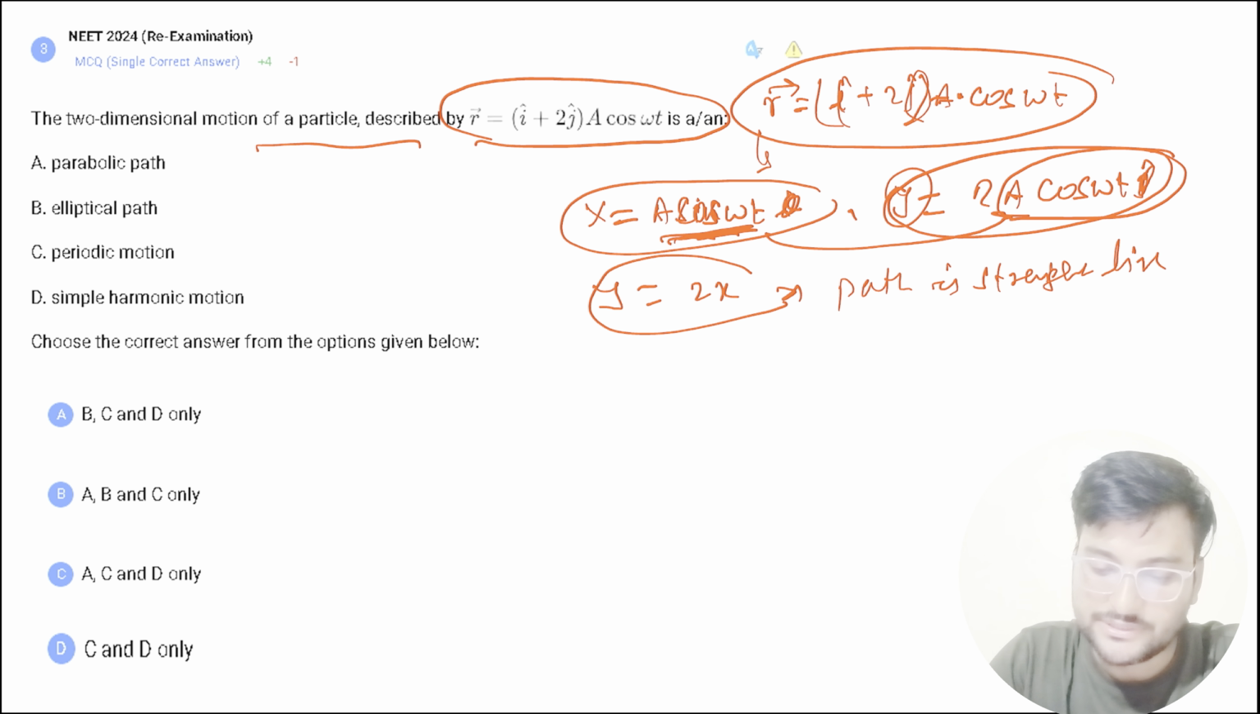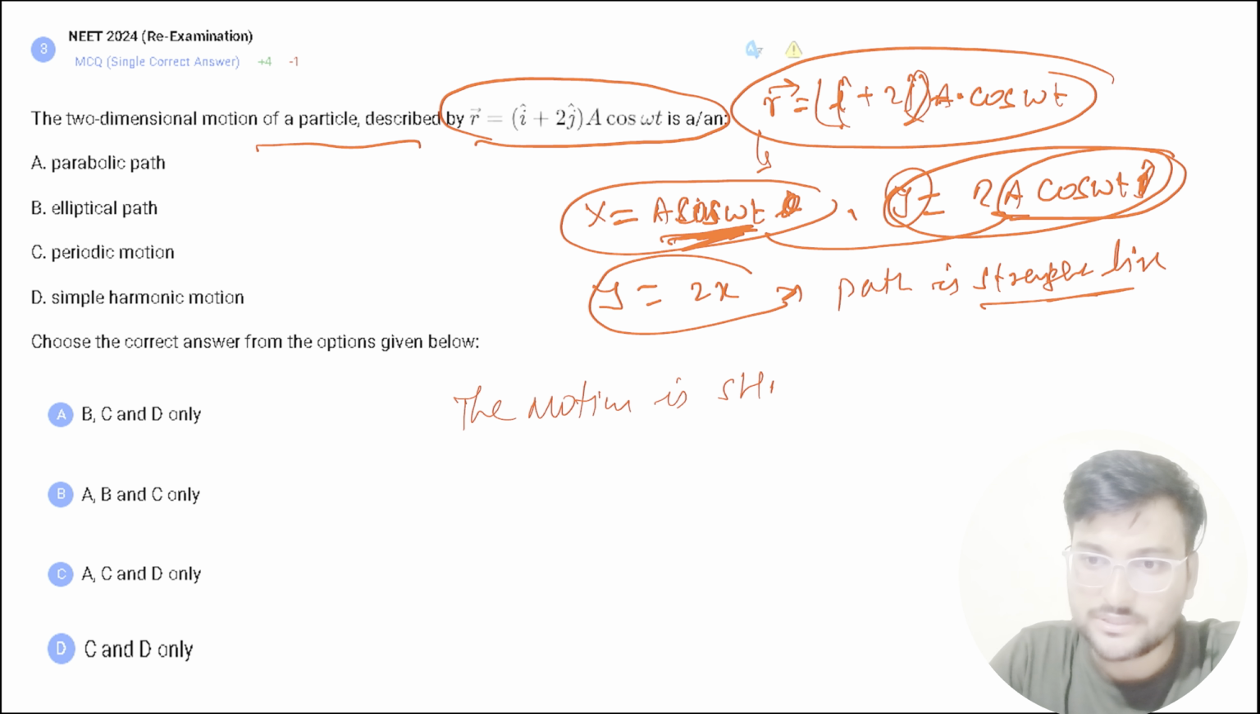Y component, j cap means the y component, and i cap means the x component, okay. So it is a straight line path, right? So we can say that the motion is simple harmonic motion and periodic. Straight line means it is a simple harmonic motion or periodic.